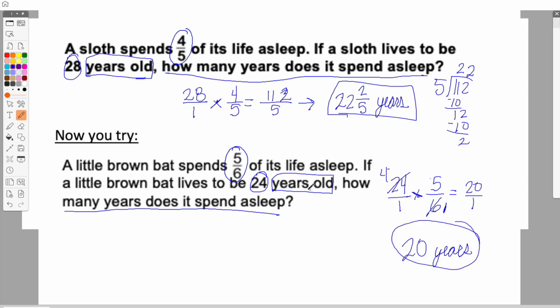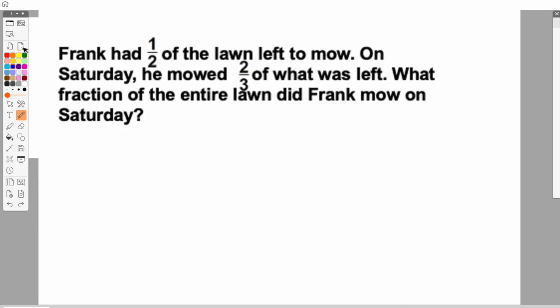All right, let's take a look at fraction times fraction now. So again, we're not going to do a lot of these just basic problems. I want you to focus our time on word problems. So Frank has half the lawn left to mow. On Saturday, he mowed 2/3 of what he had left. What fraction did Frank mow on Saturday?